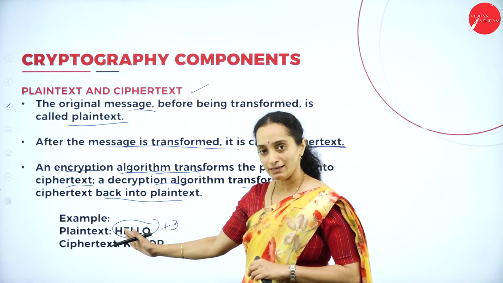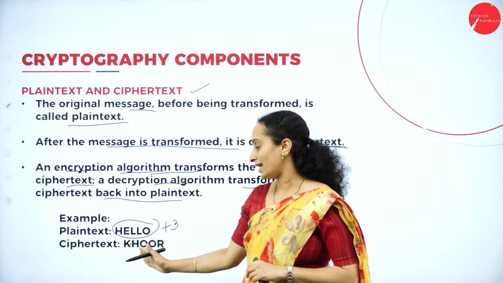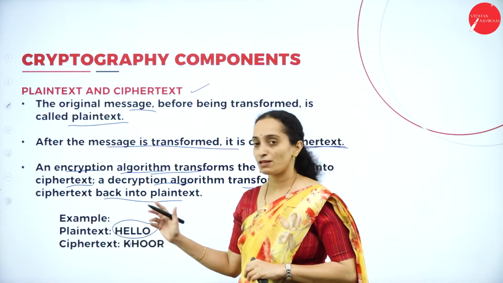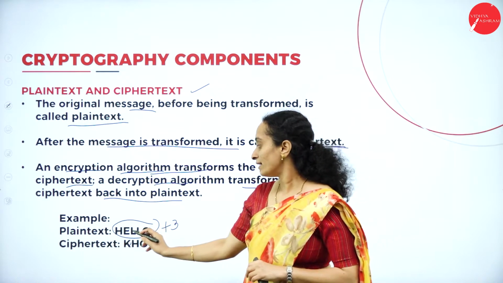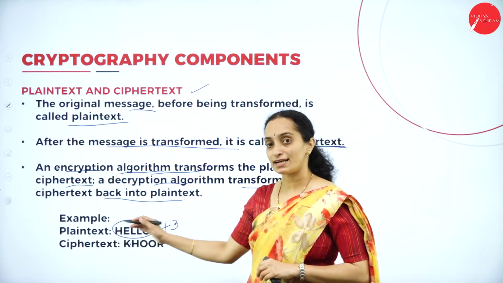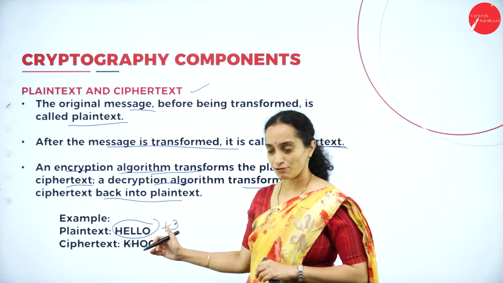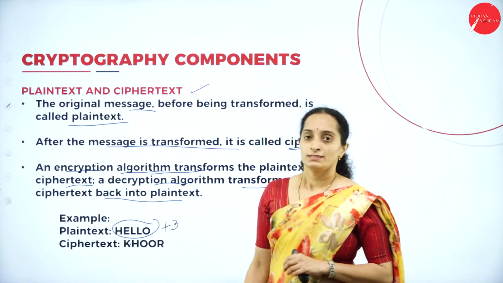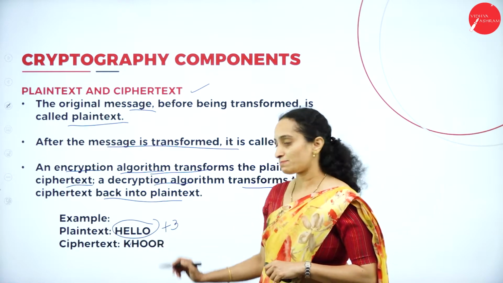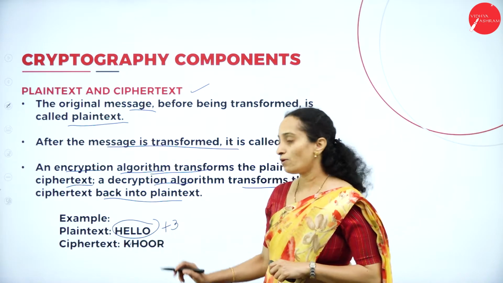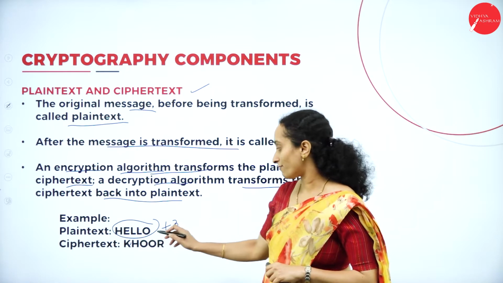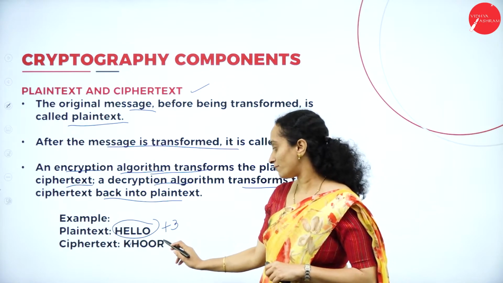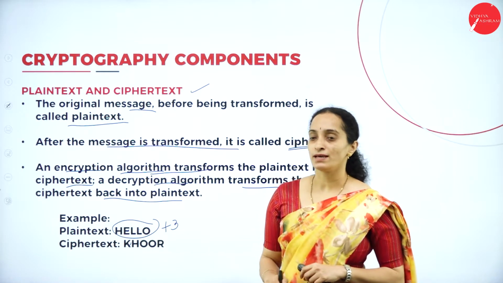Here we have E, F, G, H. H will be the third letter after E. E will be replaced by H. Okay. L, M, N, O. O is the third alphabet from L. So, I will replace L with O. Again, L will be replaced by O. O, P, Q, R. R is the third alphabet from O. So, O will be replaced by R.